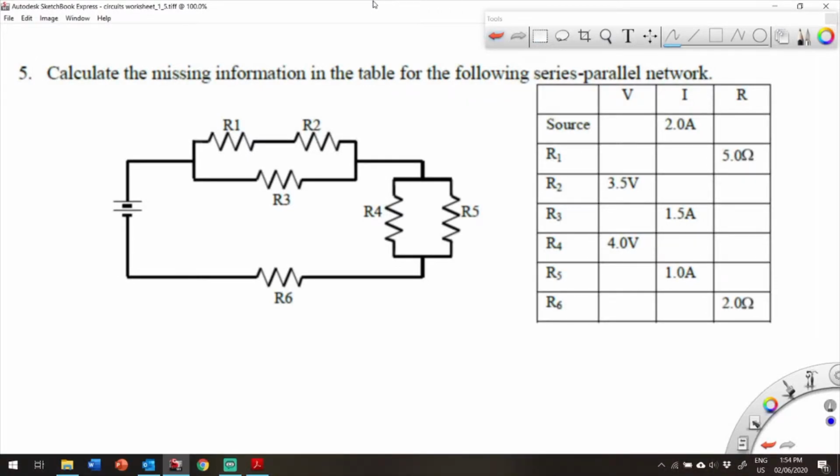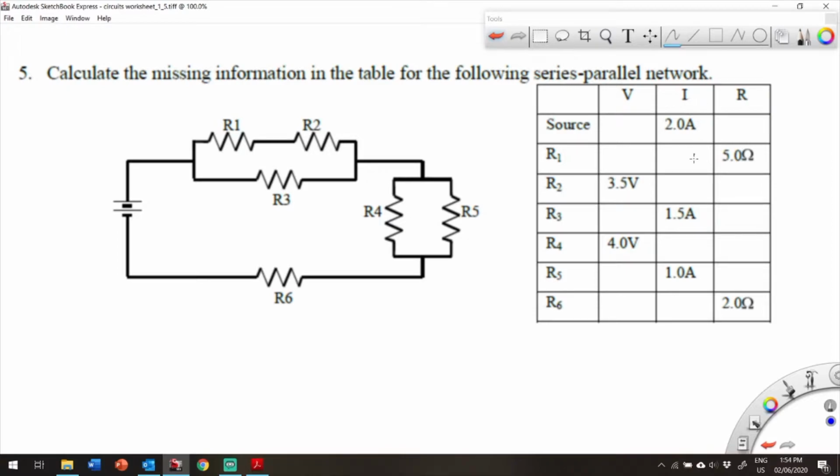Hi everybody, it's Mr. Arocena, and in today's video we're going to go over these complicated circuit diagrams from the circuit worksheet and how to solve them. Here's the first one, question 5, and the table. We're going to use a combination of Kirchhoff's law and Ohm's law to help us figure this out.